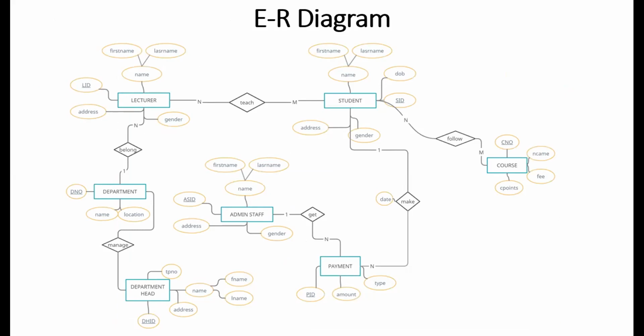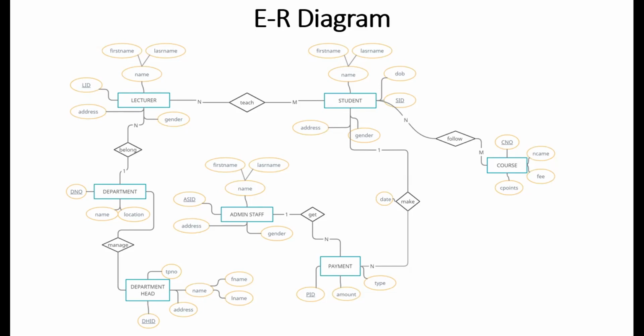Yeah. This is our ER diagram. It shows the relationship between the entities. The main entities in our system are lecturers. Lecturers have the name, like you see in the ER diagram, first name and last name. Lecturer ID is the primary key for the lecturer, and address and gender. And the students are also like that. Student's primary key is student ID. For the course entity, course number is the primary key.